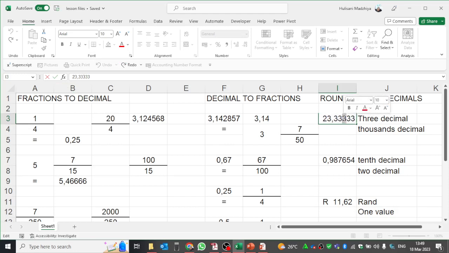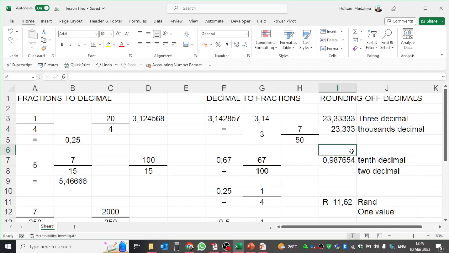We're going to ask ourselves, what is the number behind the third decimal? Is it 5 or above, or is it below 5? If it's 5 or above, it's going to change this one to 4, and if it's below, it's going to remain the same. So under this one, our answer is 23 comma 333. This will become the new number. The other numbers, you do not write there.